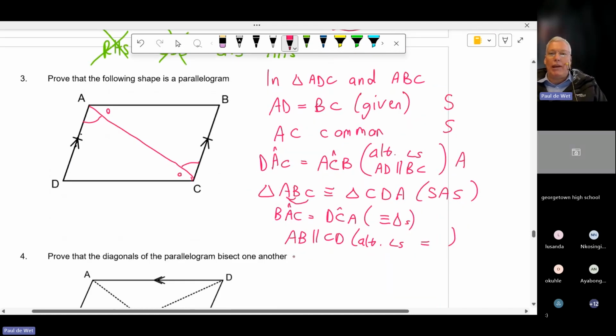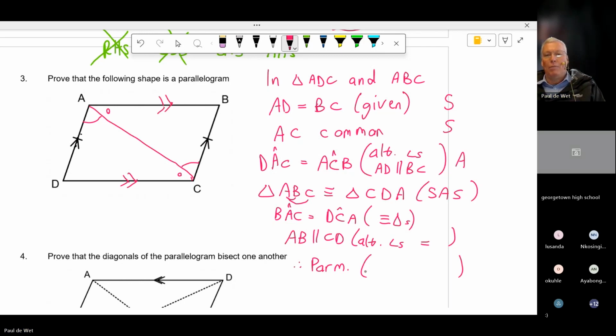And now, is it a parallelogram, guys? Yes, it must be a parallelogram. Therefore, it's a parallelogram, and we can just write PARM for parallelogram, because the opposite sides are parallel, because I've now proved that AB is parallel to CD. Opposite sides parallel.